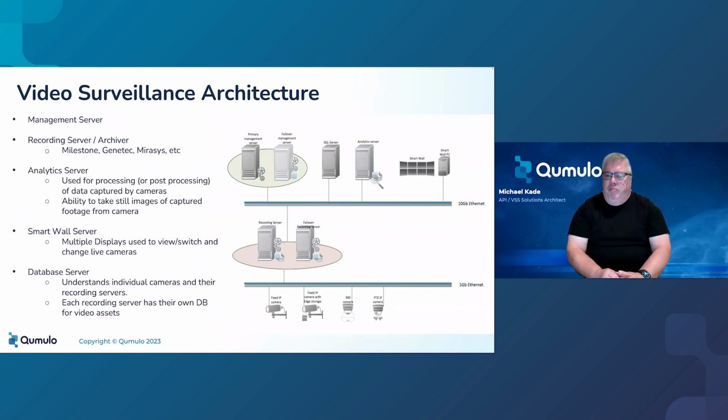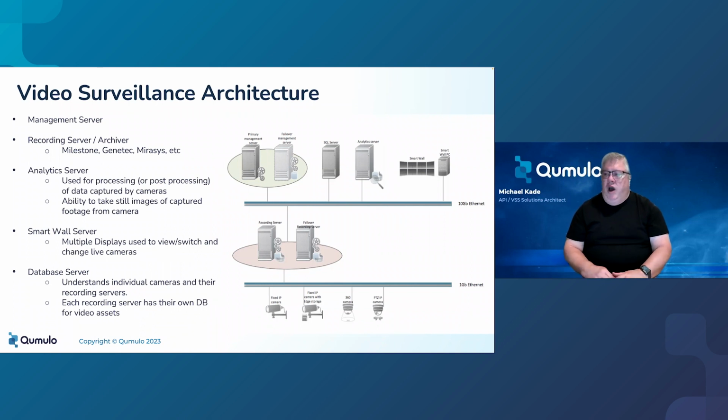So let's look a little bit at the architecture. If we start at the bottom, typical video surveillance is to have a private 1 gigabit Ethernet network with your cameras on it. It's a switch network, of course. Going into one or more recording servers. Now, I guarantee it's more than one, but I'm just showing one here with its failover to give you an idea of the architecture.